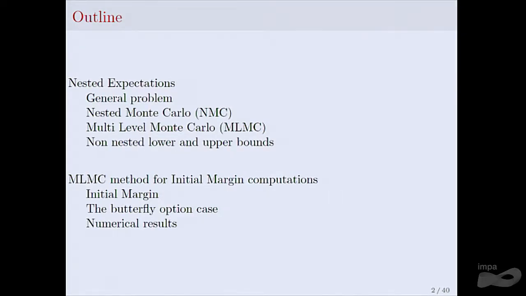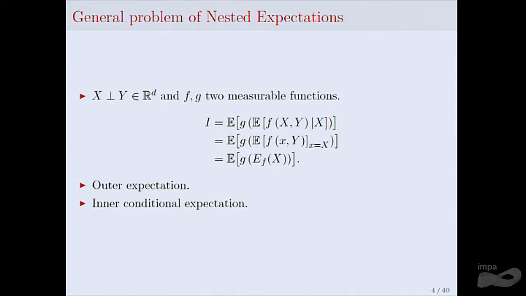Okay, so before talking about multi-level Monte Carlo and initial margin, we're going to look at the general problem of nested expectation. So suppose you have two random variables, x and y. Here, they're independent, so that's important, and you have two functions, f and g, and you want to compute the following quantity. You want to compute the expectation of g of some conditional expectation. So what you see here is that you have two expectations. You have one inner conditional expectation, the one here, and you have one outer expectation, the one here. Of course, since x and y are independent, you can rewrite the inner conditional expectation as this, introducing the notation EF of x.